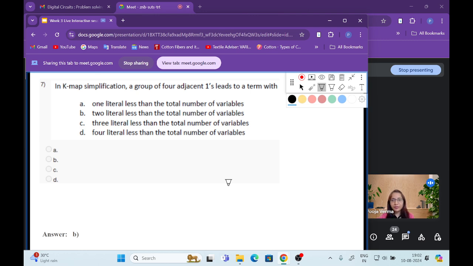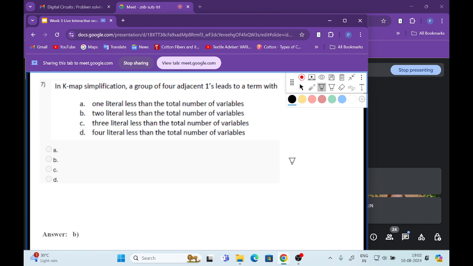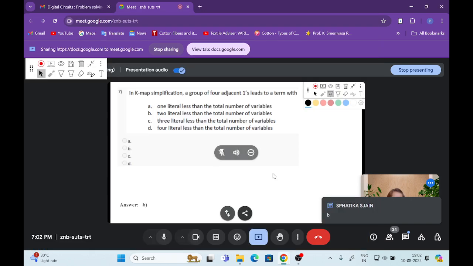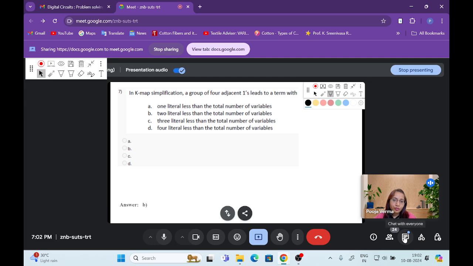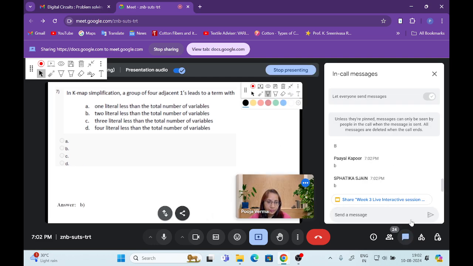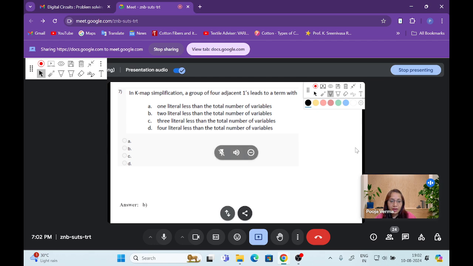Okay, so moving to the next question. In K-map simplification, a group of 4 adjacent ones leads to a term with, what will be the correct answer? A, one literal less than total number of variables. Option B is 2 literals less than the total number of variables. 3 literals less than total number of variables, or 4 literals less than the total number of variables. Yeah. But can you answer me why B is correct? Yeah, B is the correct option, correct. But why and how?